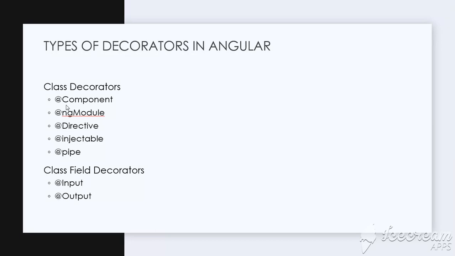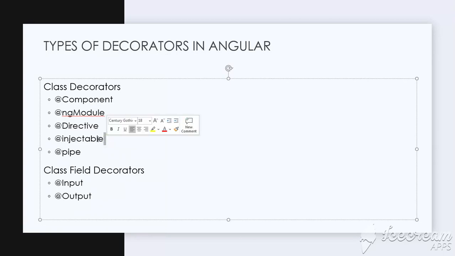Similarly, for these class level decorators, if you want to define a component, you use @Component decorator. If you want to define a module, you use @NgModule decorator. If you want to define a directive, you use @Directive decorator. If you want to use dependency injection in your class, you use @Injectable decorator.